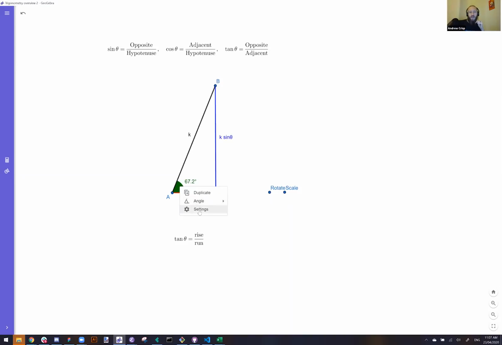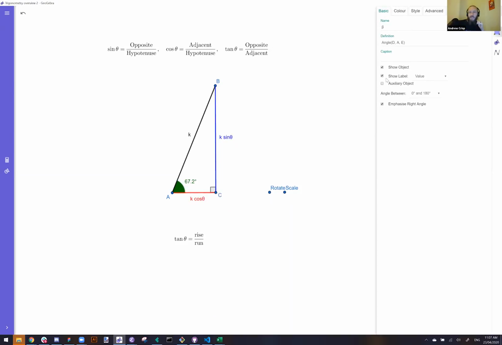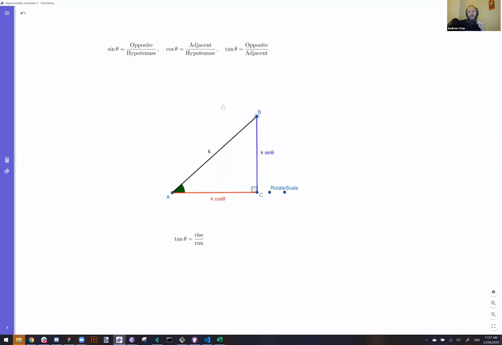So I'm just going to quickly get rid of this. Haha, now we don't know what it is. Only I know what it is. But we're going to figure it out.